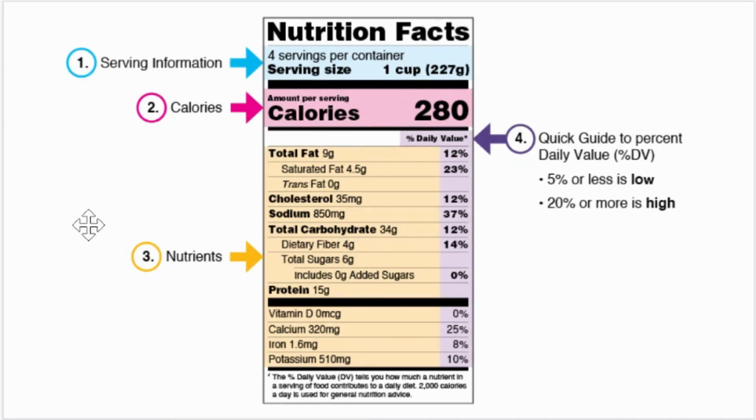Next, we have nutrients and how abundant they are per serving. And finally, we have a quick reference guide to your percentage of daily value, daily intake, RDA, depending on where you live in the world. All countries have the same information displayed a little bit differently, and that's what we're going to go through.